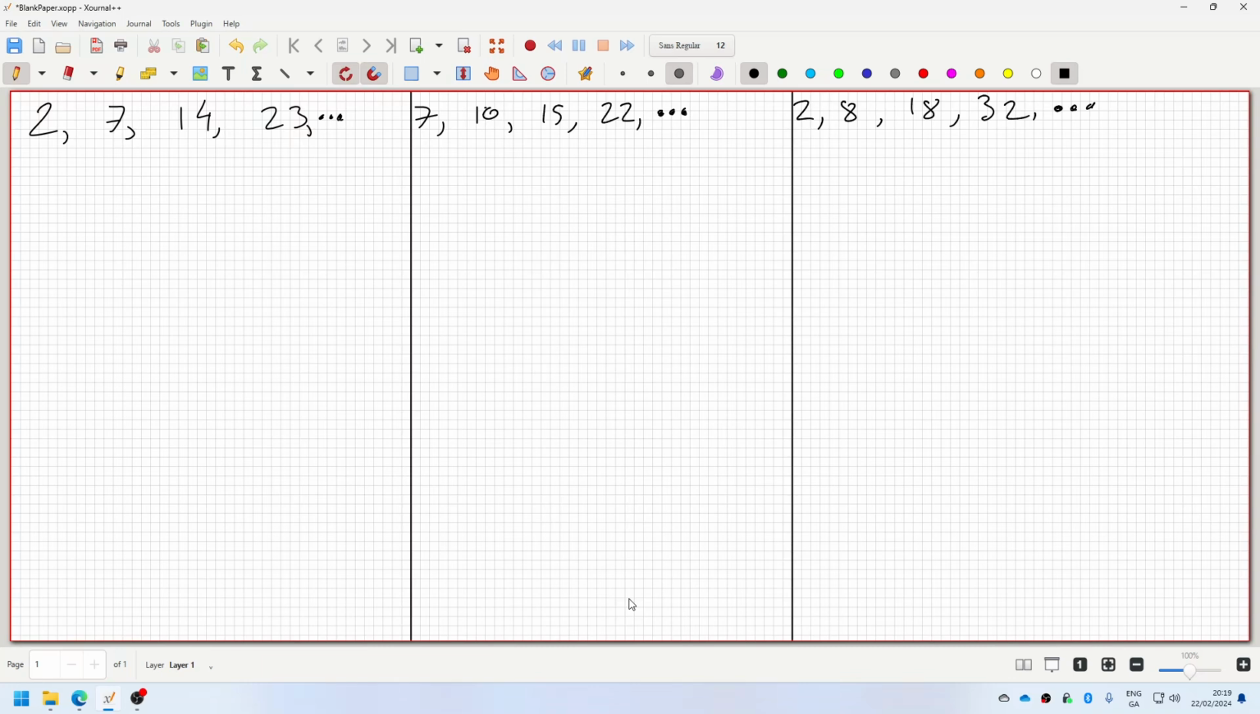Okay, I'm going to teach you a method for finding the formula for the nth term, Tn, of a quadratic sequence. And this method is so quick, I could probably do these 3 examples in 5 minutes. Right, this is how the method works.